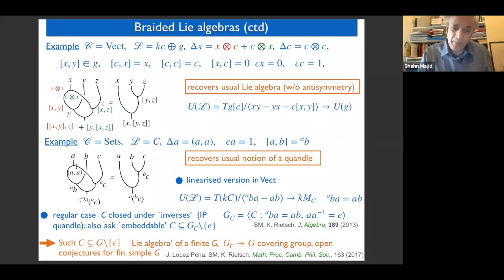And even in the set theory, it doesn't have to be linearized. And you could ask for a Lie algebra of a braided quandle. It would be something obeying these axioms, but now the braiding here would be non-trivial. You put in the braiding that you have from your set theoretic solution of the Yang-Baxter equations. And then you'll be looking for something which is not an ordinary quandle, but something more general.